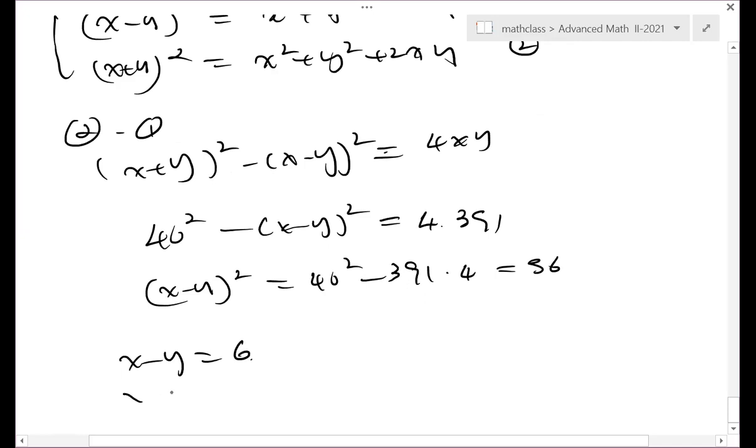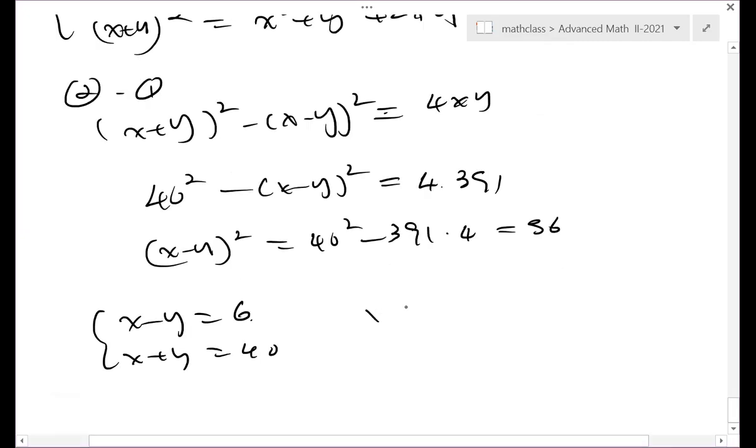X plus y, we know that's 40. So then from these two linear equations, you can get x. Okay, x is 23, y is going to be 17.